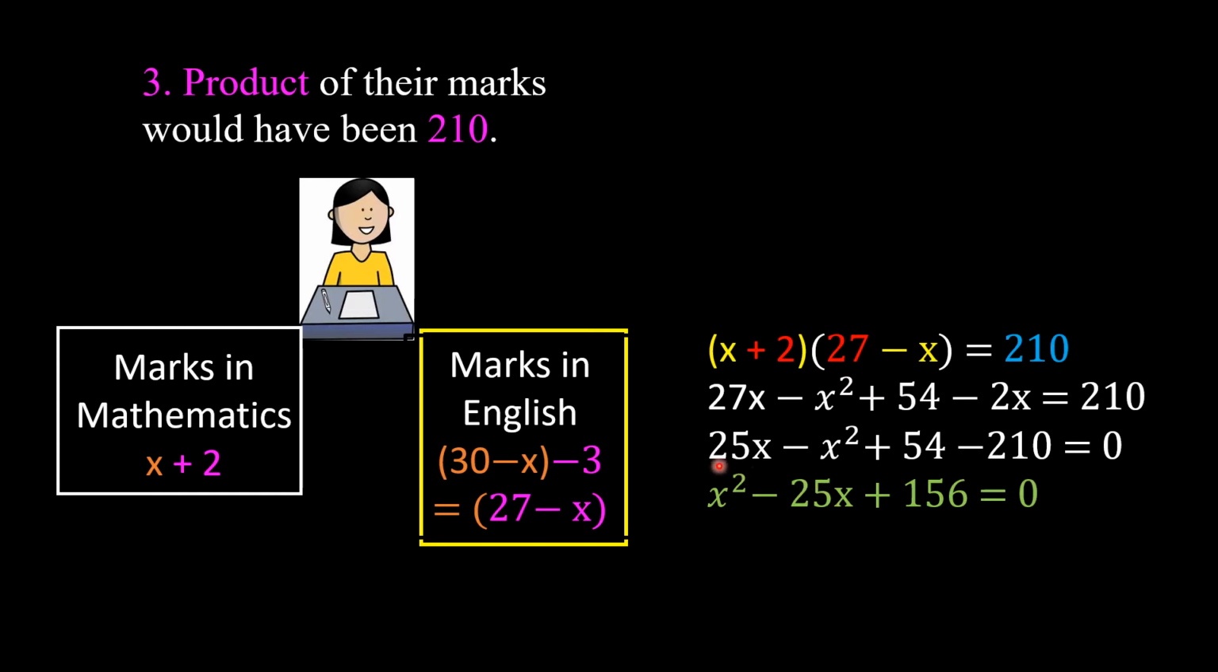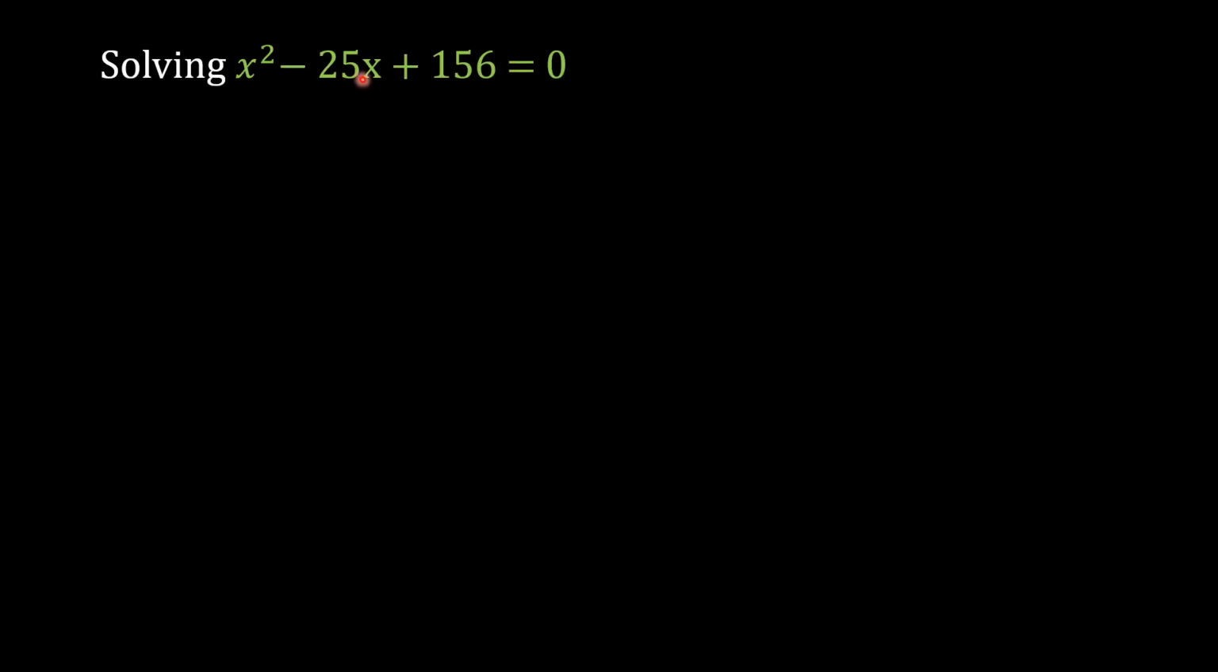Now we will change the signs of the whole expression. So minus x square will become plus x square, plus 25x will become minus 25x, 54 minus 210 will become minus 156, so it will become plus 156 equals 0. Now we will solve this quadratic equation. X square minus 25x plus 156 equals 0.